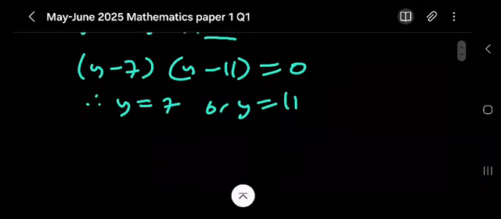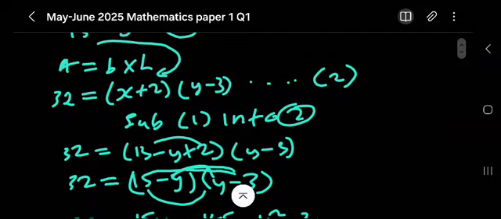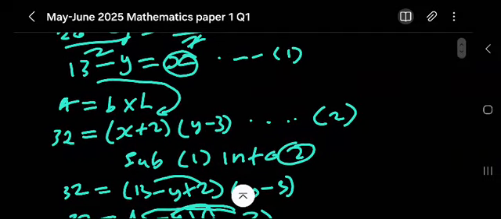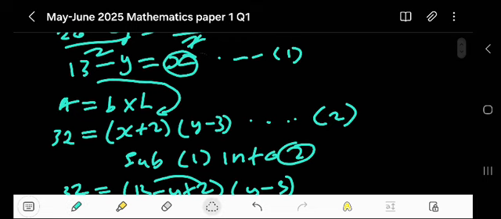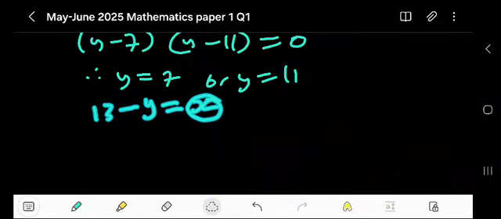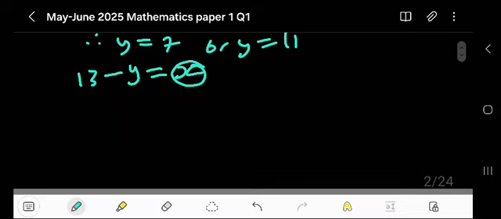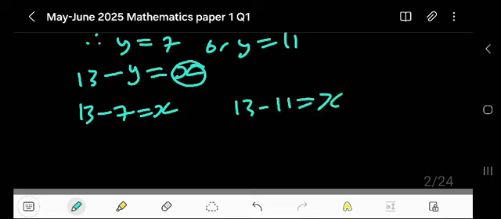This is what we have. But now let us return back to this guy here and find our axis. Here is this guy. Remember, we've made this guy the subject. We can find the x values by substituting 7. If you substitute 13 minus 7, also you can use 13 minus 11. What will be x? Find those values there.